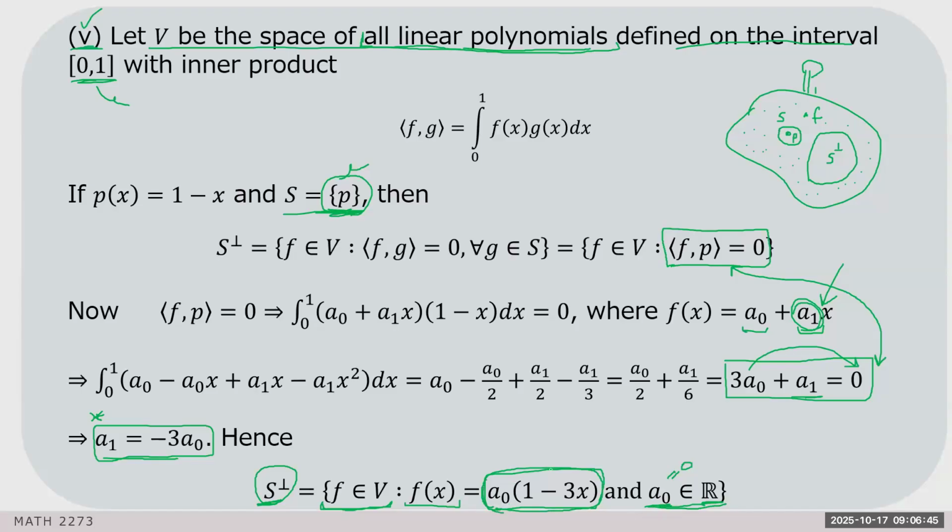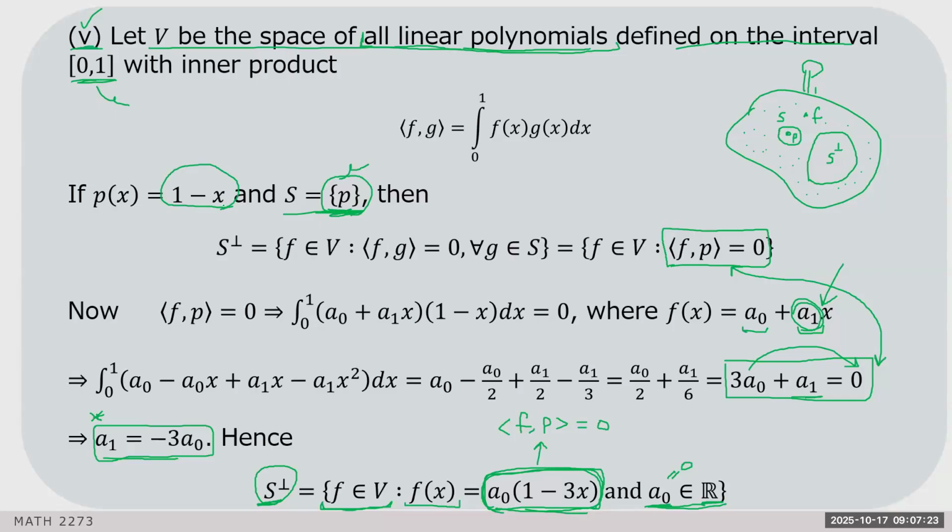And what is the property of this new vector? If you calculate the inner product of this vector against P, you will always get 0. You could try this: if you take any vector of this form, a0 times 1 minus 3x, and you integrate it against 1 minus x between 0 and 1, you will always get 0. So this is the orthogonal complement of S.